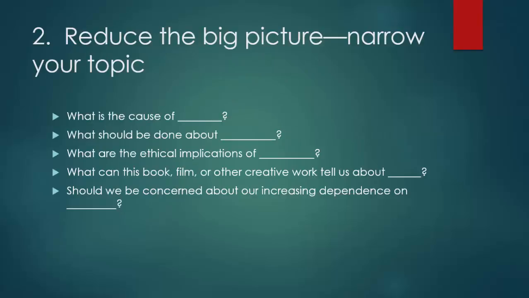This is where you start to narrow your topic and form a thesis or objective. The big picture starts to get smaller, and you can focus on a particular research question. So ask yourself these questions. What is the cause of blank? What should be done about blank? What are the ethical implications of blank? What can this book, film, or other creative work tell us about blank? Should we be concerned about our increasing dependence on blank?